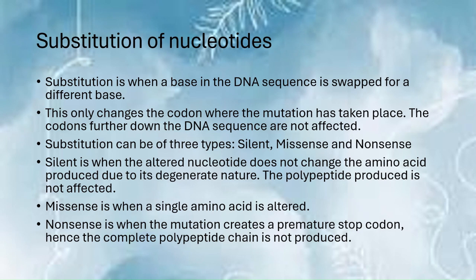Silent is when the altered nucleotide does not change the amino acid produced due to its degenerate nature. So degenerate, if you guys remember, is when different combinations of nucleotides can result in the same amino acid. So that means there's no change in your actual amino acid sequence, so the polypeptide produced is not affected. Missense is when a single amino acid is altered. And nonsense is when the mutation creates a premature stop codon, hence the complete polypeptide chain is not produced.